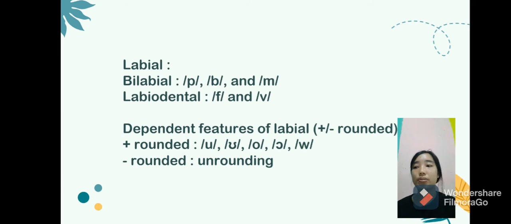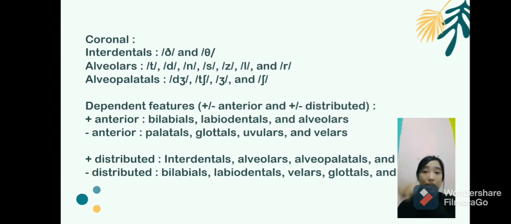So we are going to the next one. As you can see on the slide, it's easier to understand. It's about coronal. There are interdentals, alveolars, and alveopalatals. For the dependent feature, it's about plus anterior: bilabials, labiodentals, and also alveolars. For the minus anterior, it's about palatals, glottals, and velars.